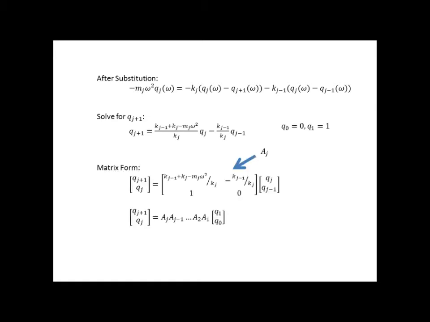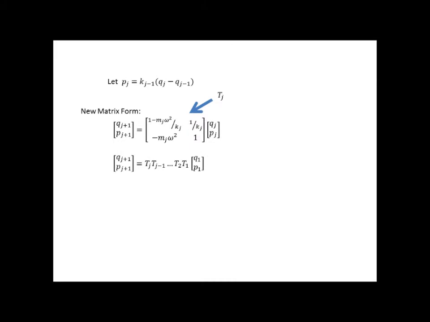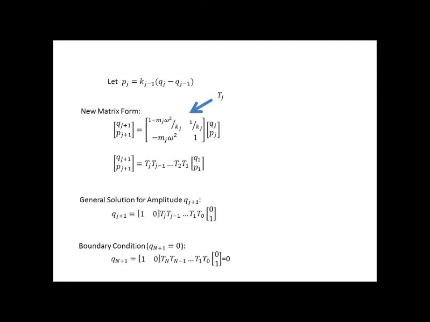As it turns out, this equation may be more easily analyzed with a change of basis. So we define a new variable, p, and substitute, producing a much more convenient transfer matrix. From here, we can solve for q sub j plus 1 once again, and we're just about ready to model some systems.